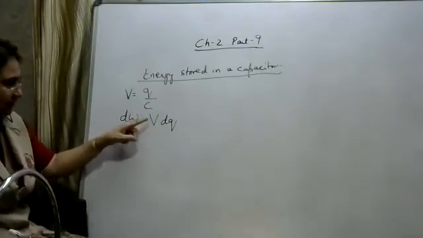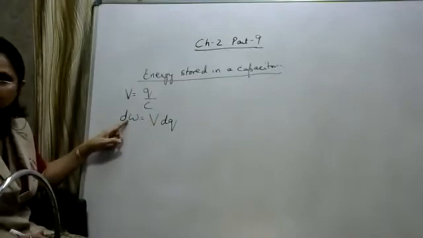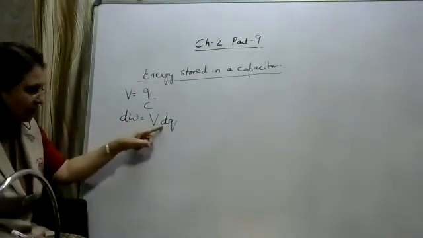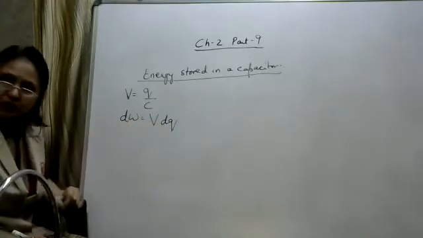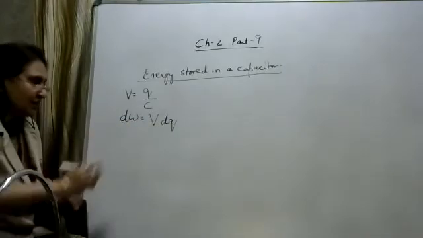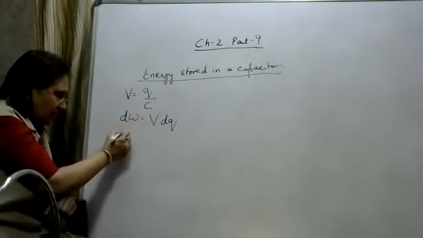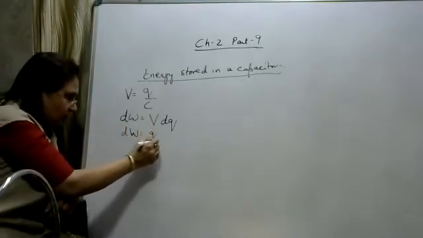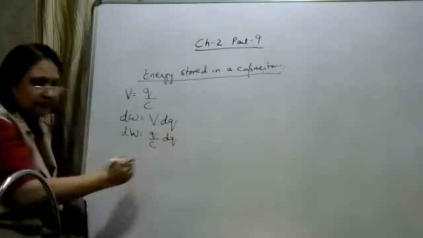Potential difference is work done per unit charge, so the work done will be equal to potential difference into the charge. So dq charge is transferred, so small amount of work dw is done. Now substitute V over here. So dw is equal to Q upon C into dq.